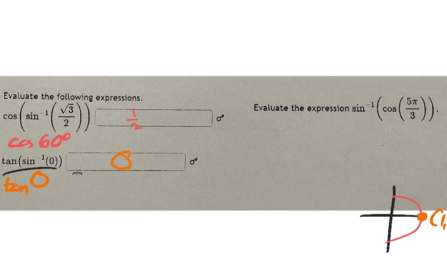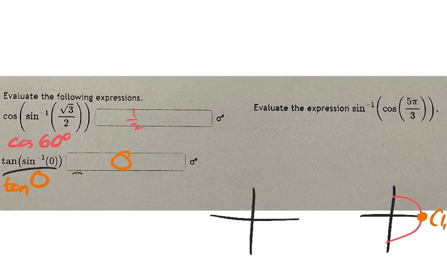So cosine of 5 pi over 3. This one's kind of backwards from what we've been having. We have been doing the trig function of the inverse trig function. This is the inverse trig of the trig function. So we're going to rotate to 5 pi over 3 and find cosine of that angle.